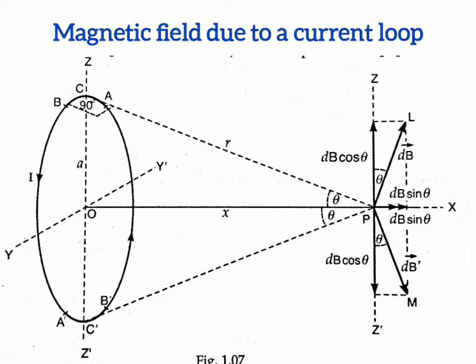Since the cosine components dB cos theta are opposite to one another and equal in magnitude, they cancel the effect of one another. And since dB sine theta is in the same direction, these components along the PX axis will contribute to the magnetic field due to the whole loop at this point P. Hence the effective component of the magnetic field due to the current element is just that of the sine component, that is dB sine theta.